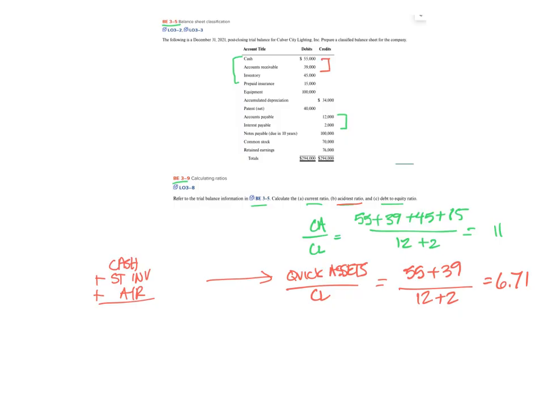Finally, we're going to calculate the debt to equity ratio. To do that, we're going to take our liabilities and divide by our stockholders' equity piece here. Our liabilities that we have are these three items. So we'll have our 12 plus 2 plus our 100. And then we'll divide by our stockholders' equity piece, including retained earnings, which give us 70 plus 76. And this calculates to be 0.78. And this is our debt to equity ratio.